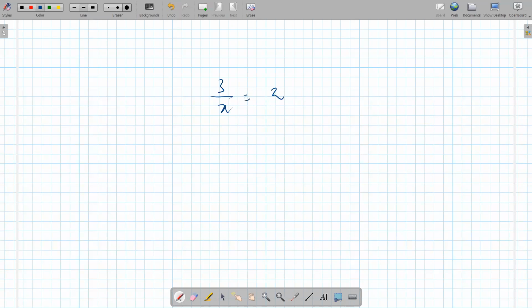1.5. Yeah, the answer is actually 1.5. Yeah, but how did you get it? I was trying to do it mathematically, but then I just did it by what I saw. Like 2 times 1.5 equals 3. I did 2 times what equals 3.